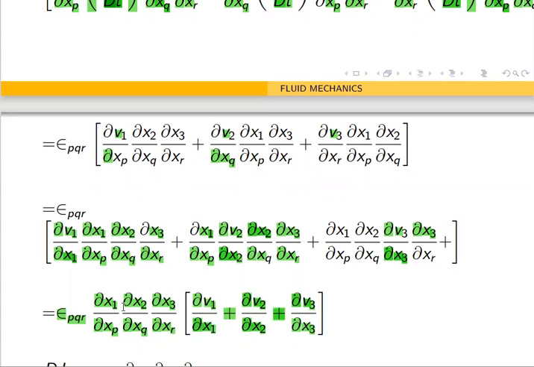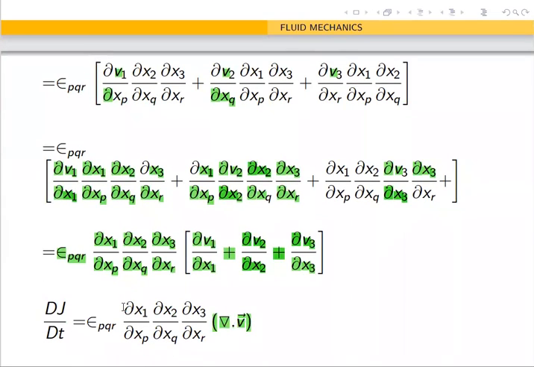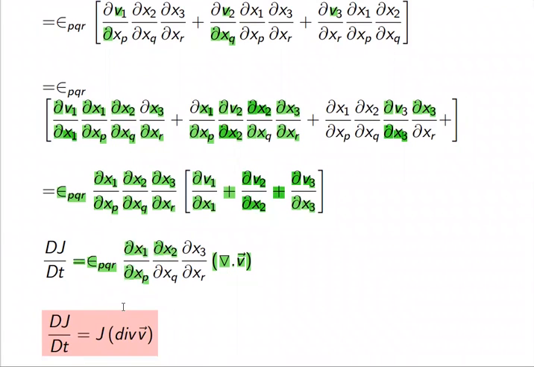And this part is nothing but the divergence of the velocity, del dot V. Right? And what is the remaining term? Epsilon PQR, dou x1 by dou xp, dou x2 by dou xq, dou x3 by dou xr. That's nothing but J. Remember, we substituted in the beginning. And divergence we have written in words, divergence of the velocity vector V. And what is our LHS? LHS is dJ by dt. And this is nothing but the Euler's formula.